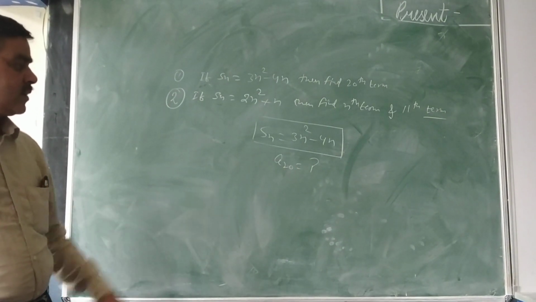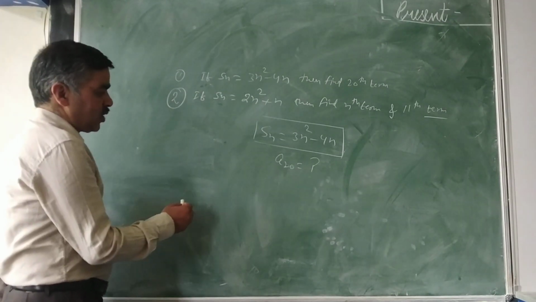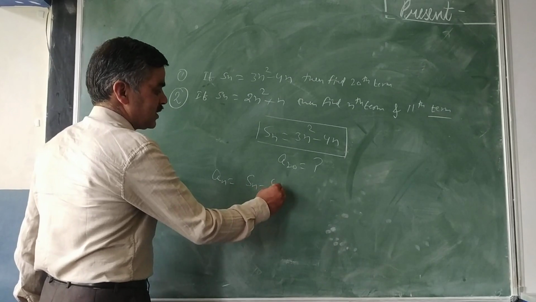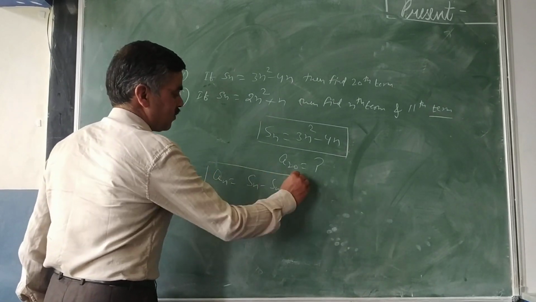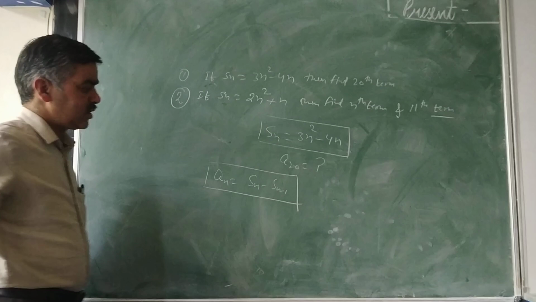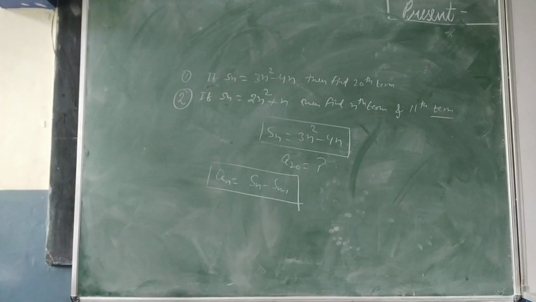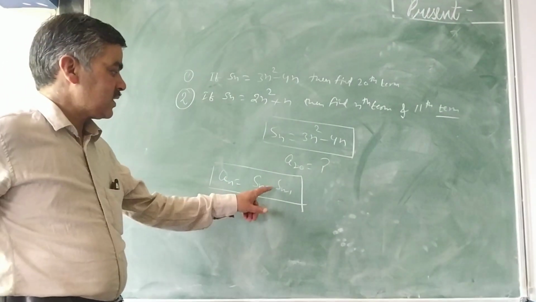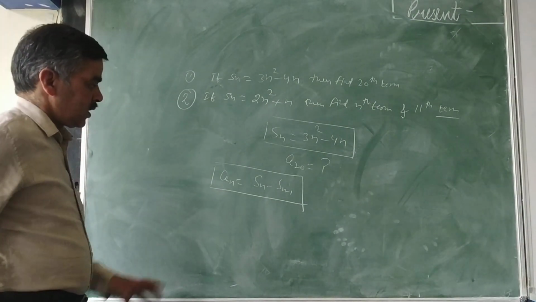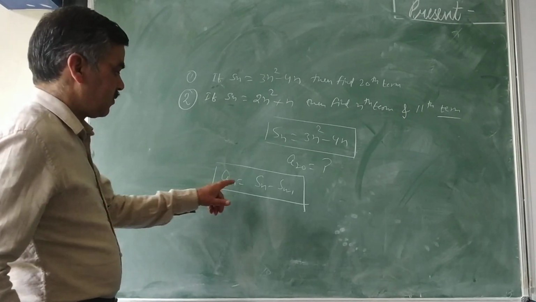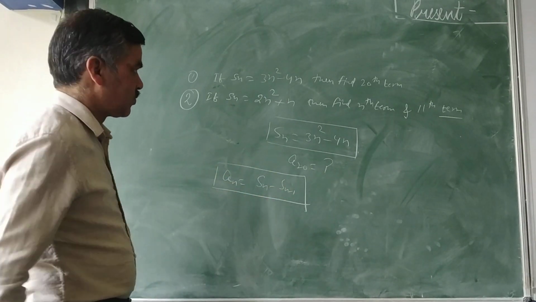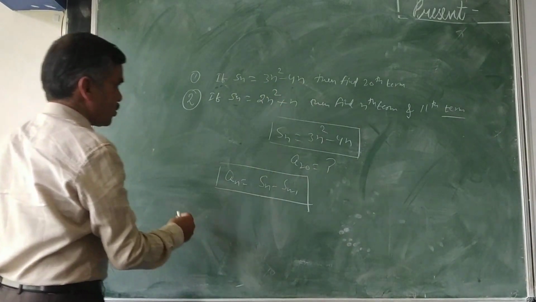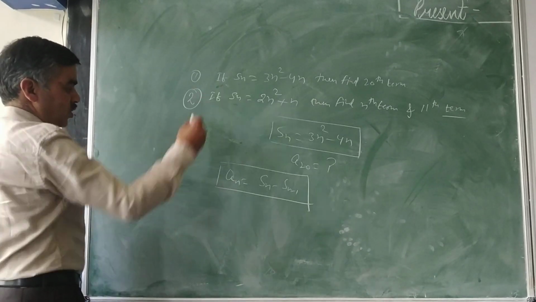So for that, the direct formula you can use is an is equal to Sn minus Sn minus 1, which I was sharing with you during the discussion of your question number 11 in the previous lecture. So an is always equal to Sn minus Sn minus 1. Now how to determine this an with reference to Sn and Sn minus 1? Like here it is, Sn is equal to 3n square minus 4n. So suppose I am solving this question number 1.